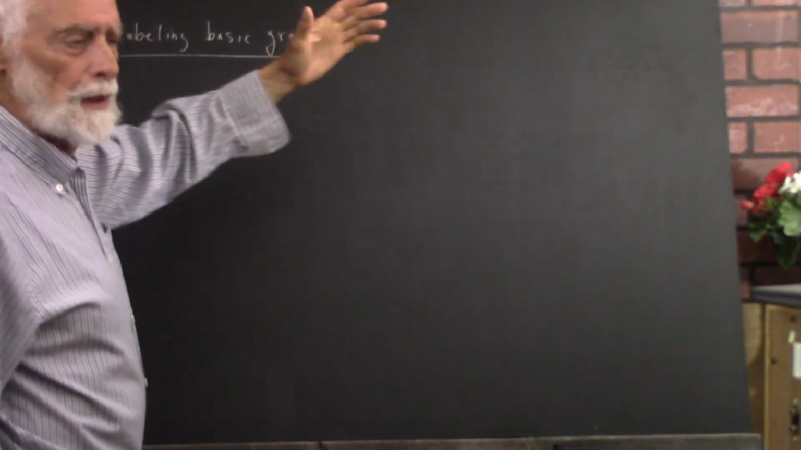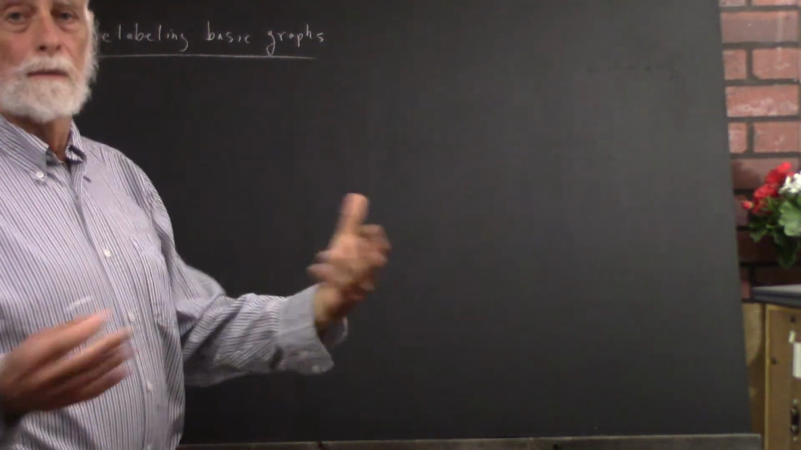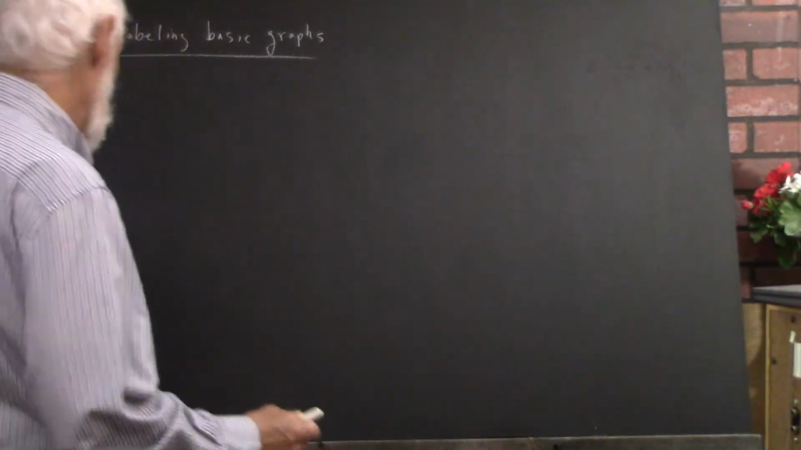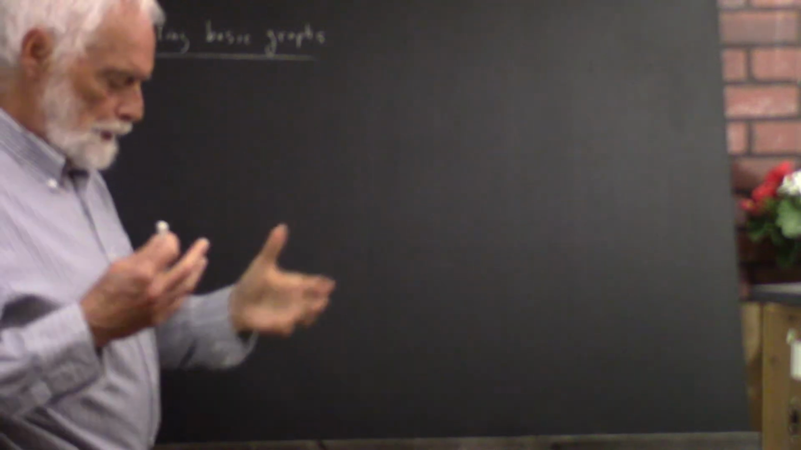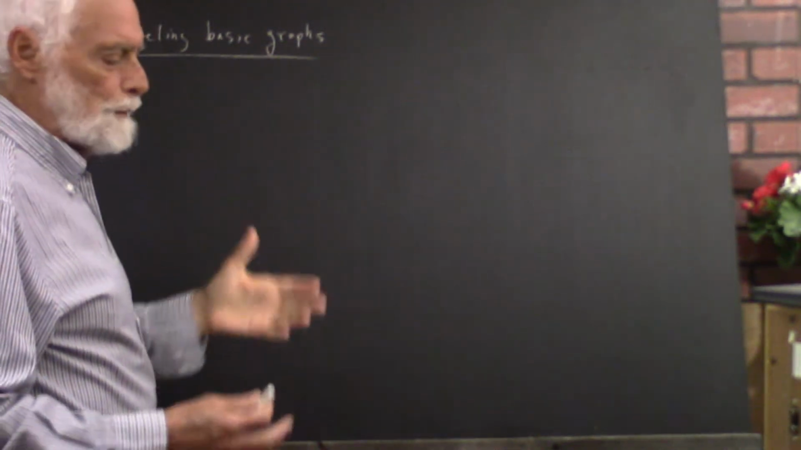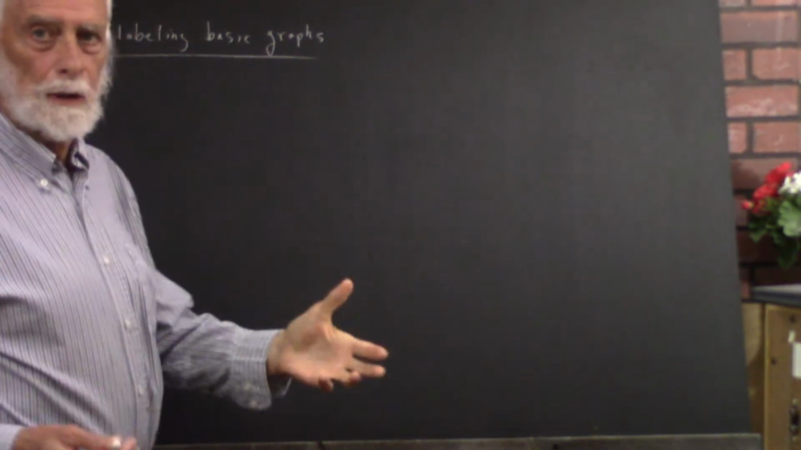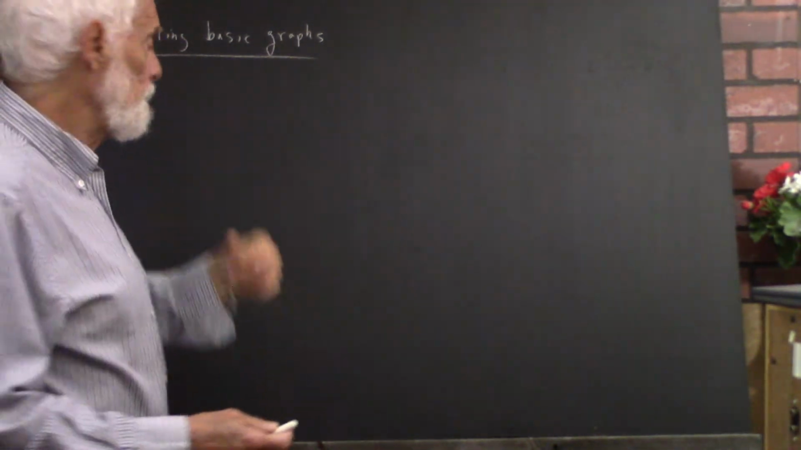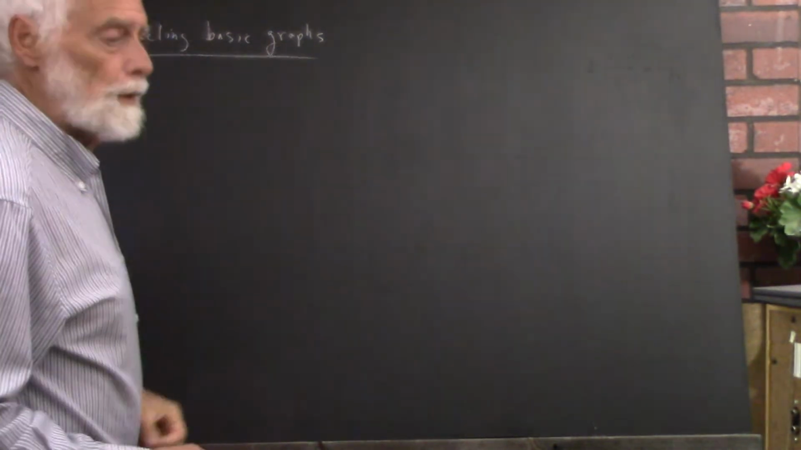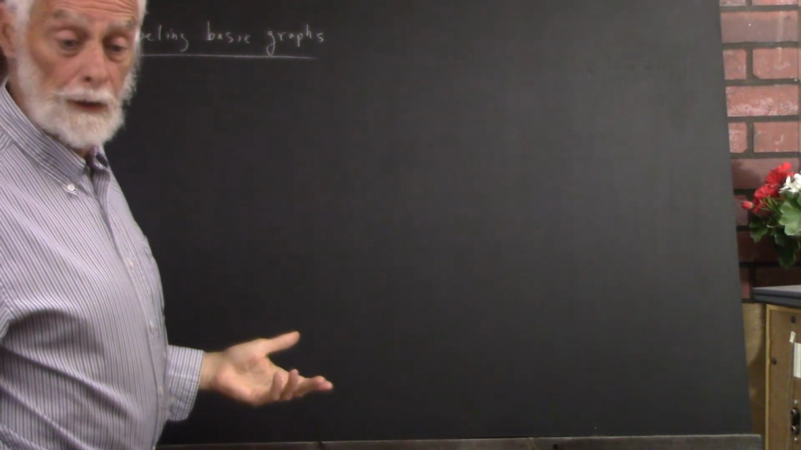Okay, we want to talk a little bit about relabeling basic graphs. Now, yesterday we created the graphs, and today we're going to see why these graphs are so general and so, well, we're not really going to see why they're so applicable. We'll work that through as we go through the rest of the course. But right now, we just want to talk about the idea of relabeling a basic graph.